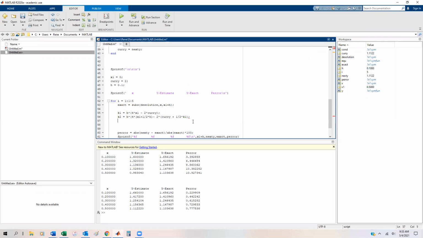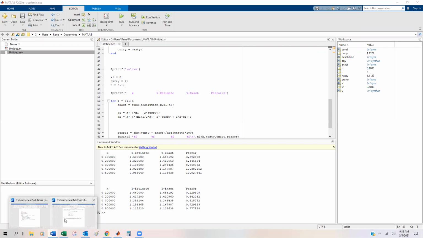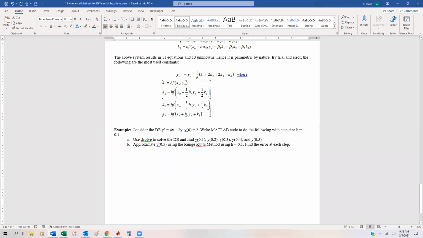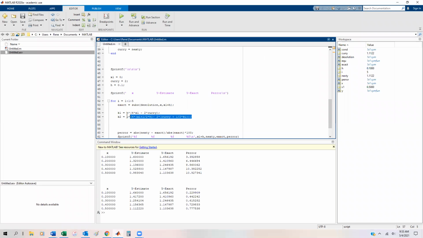Now K3. I need another parenthesis in here to take care of the H. The good news with K3 is it's identical to K2, except we're switching K1 for K2. So we're just going to copy K2's code, change that to K3, and change this to K2. That's easy.